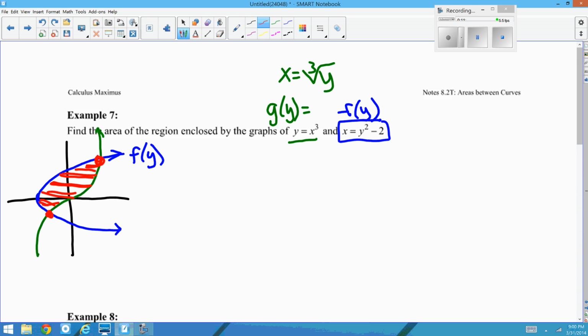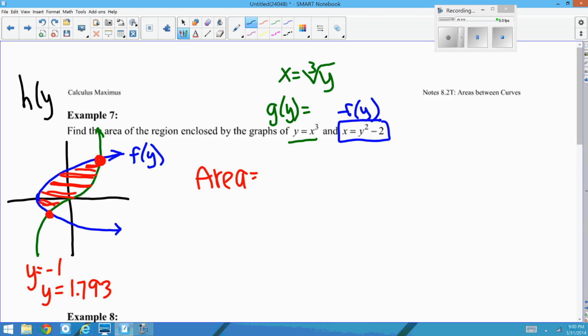You can find those on your calculator. I'm going to save you a little bit of time. It's going to be y equals -1 and y equals 1.793 about. Those are these two y values. So now to find the area, we should also mention the height. Our height of our rectangle is in terms of y, and we're doing our g of y minus f of y. This is one you could do by hand, but for the sake of time, I'm going to show you.